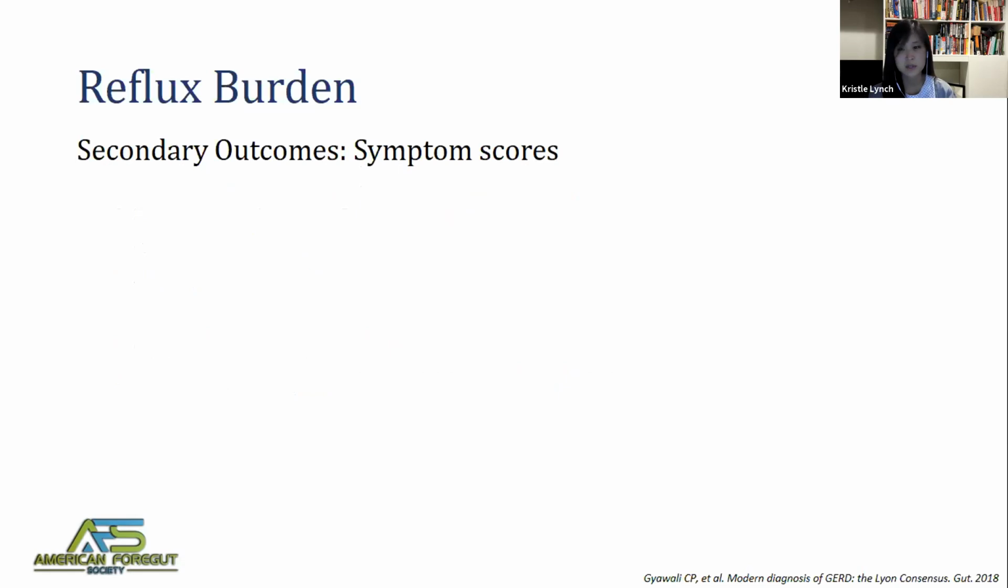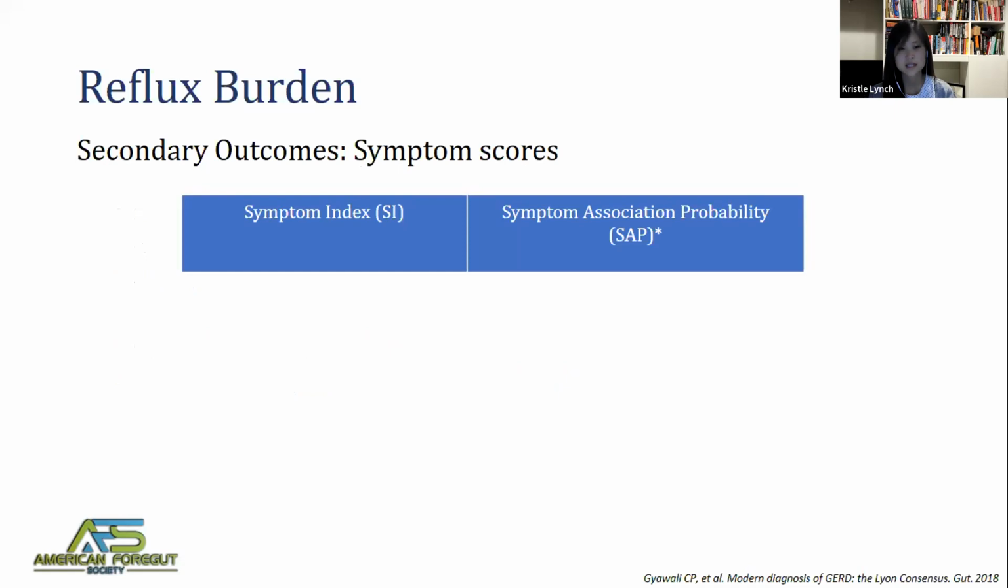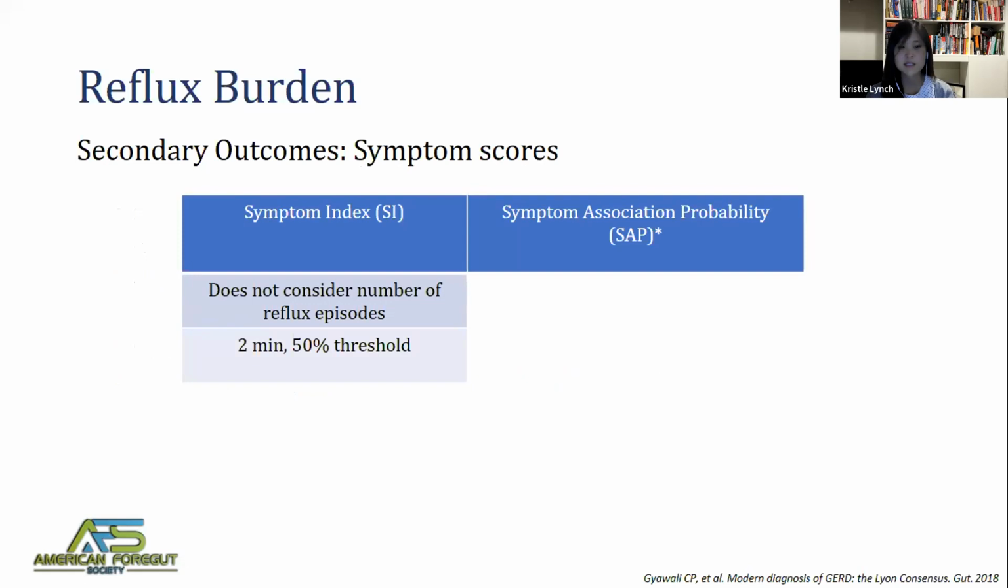Another secondary outcome that we look at that can be very helpful is symptom score. So the SI and the SAP. The symptom index, SI, is pretty simple. It doesn't consider the number of reflux episodes. It looks at the symptoms, and there's a 2-minute correlation threshold and a 50% threshold for being positive, meaning that if the patient reports a symptom within 2 minutes of an acidic reflux event, that's considered a positive correlation. And if over 50% of the episodes are like that, it's considered a positive symptom index.